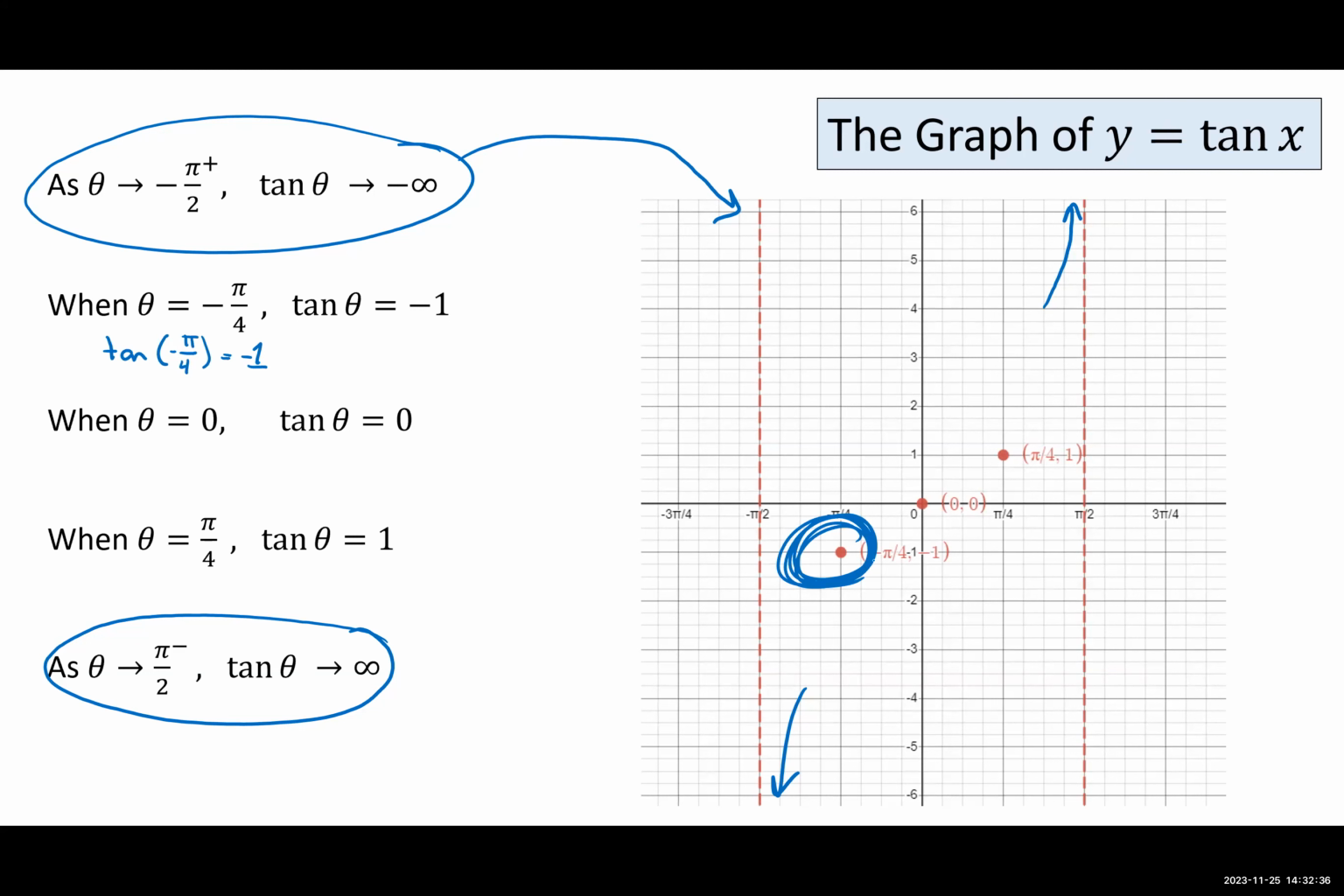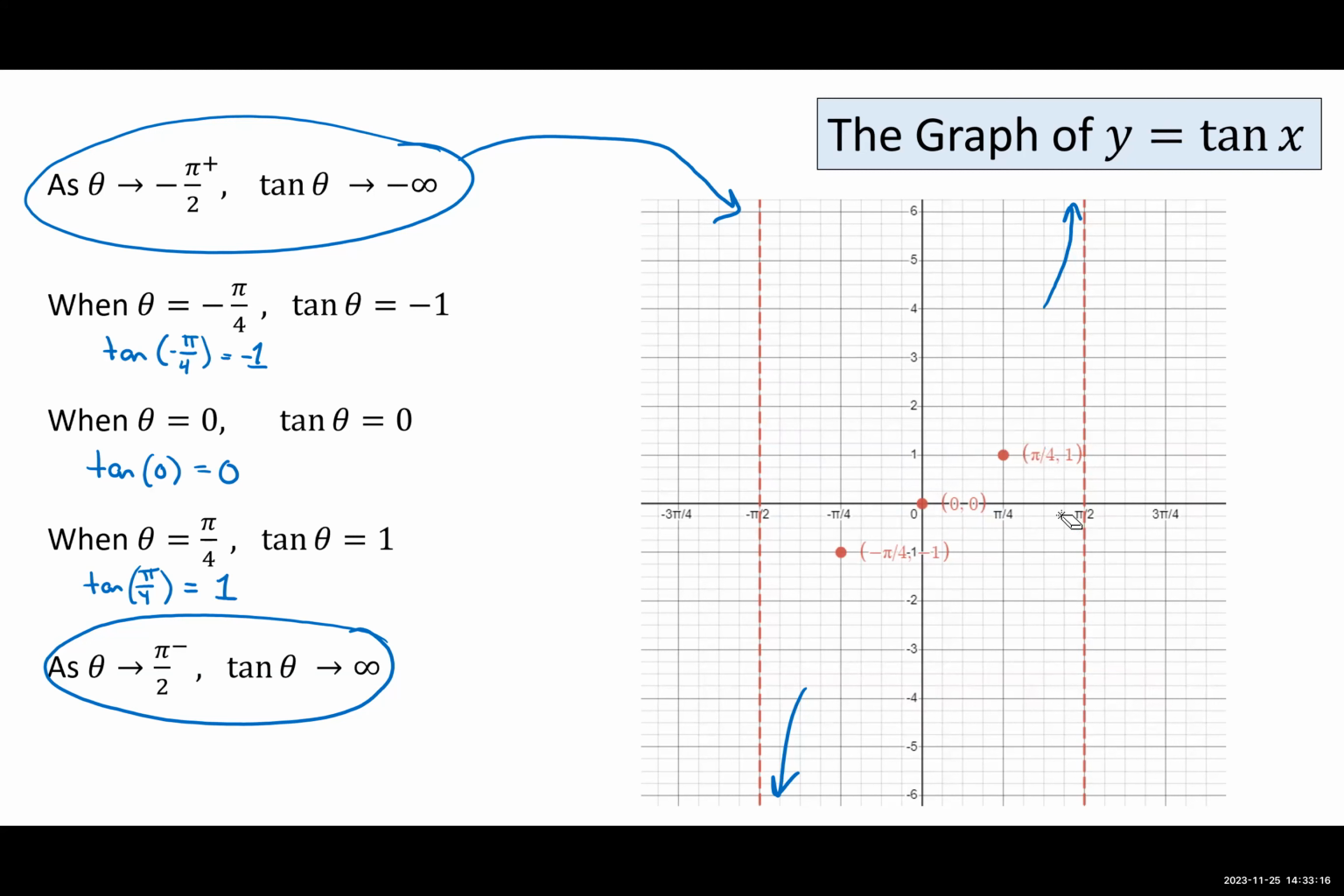When theta is negative pi over 4, the tangent of theta, whether we use x or theta doesn't matter, the function value is equal to -1. If we evaluate the tangent of 0, that's the sine of 0 divided by the cosine of 0, we get 0. That's this point. And finally, if we evaluate the tangent of positive pi over 4, the sine of pi over 4 divided by the cosine of pi over 4, we get +1.